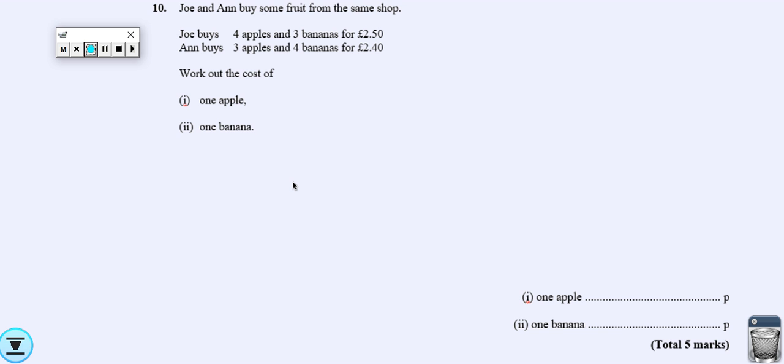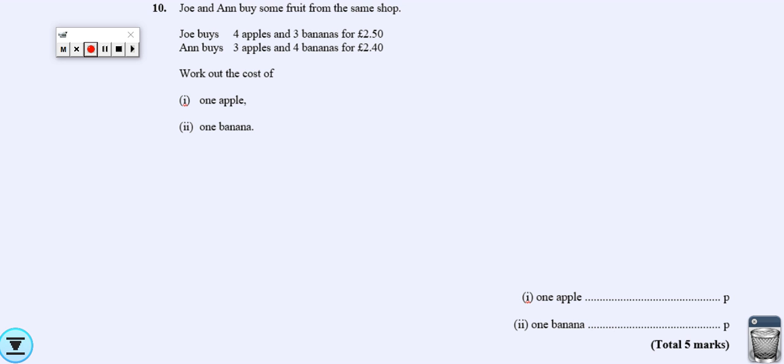Question number 10. Joe and Anne buy some fruit from the same shop. Joe buys 4 apples and 3 bananas for £2.50. Anna buys 3 apples and 4 bananas for £2.40. Work out the cost of 1 apple and 1 banana.